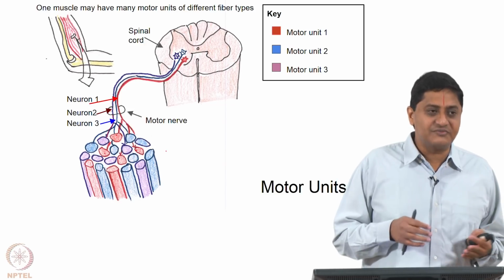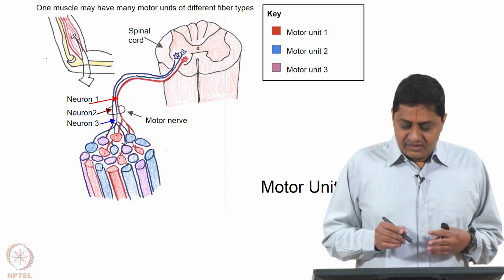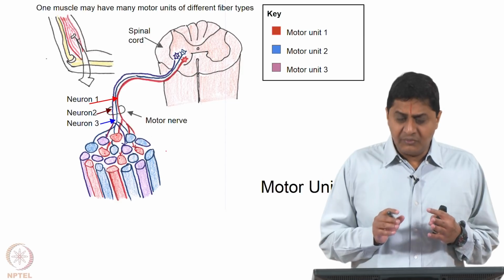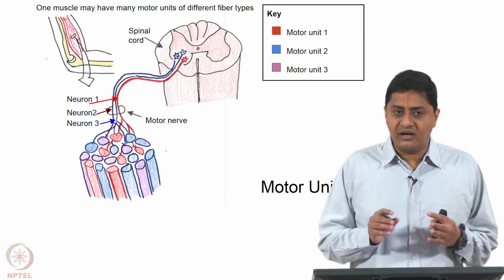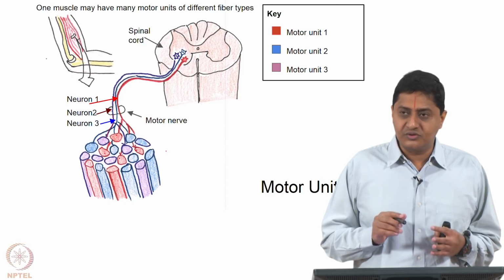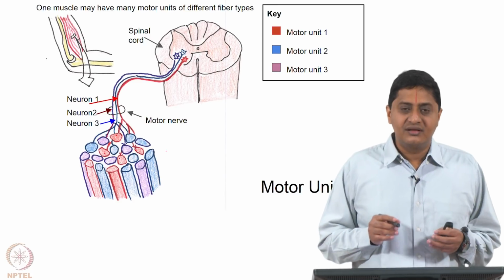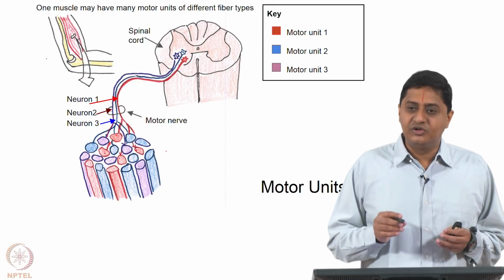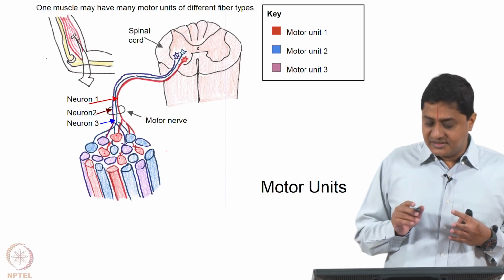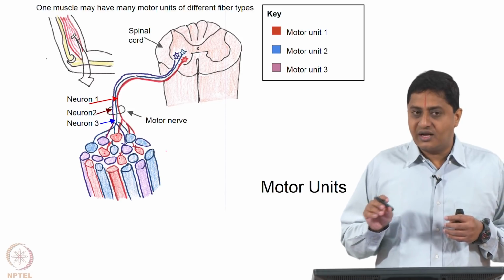In that case, its neighbors may also contract, and so on and so forth. So, let us remind ourselves, a motor unit is composed of a motor neuron and all the muscle fibers innervated by it. One motor neuron can innervate multiple muscle fibers. However, if you take a muscle fiber, it is going to be innervated by only one motor neuron. So, that means there is a one to many relationship between motor neuron and muscle fibers.